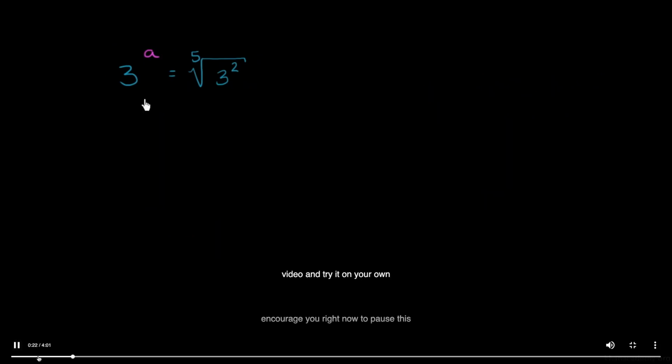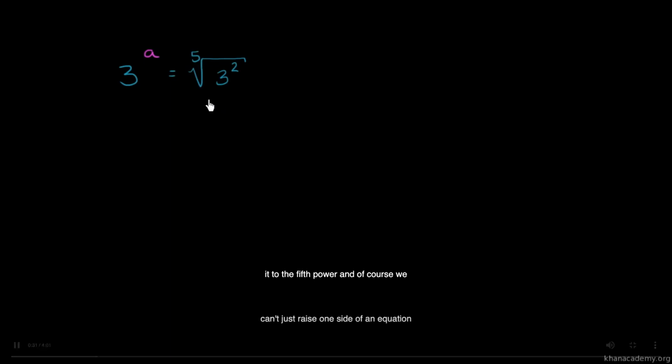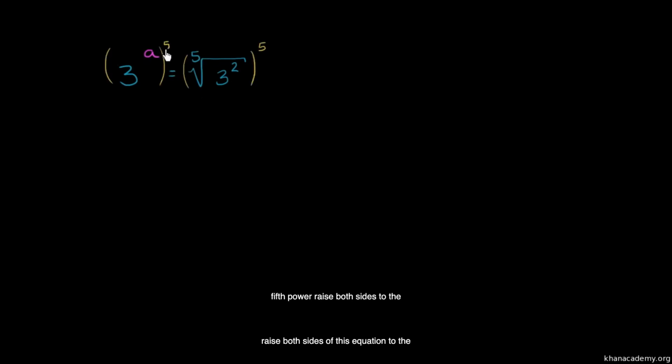Pause the video and try it on your own. Well, if you have a 5th root right over here, one thing that you might be tempted to do to undo the 5th root is to raise it to the 5th power. And of course, we can't just raise one side of an equation to the 5th power. Whatever we do to one side, we have to do to the other side if we want this to still be equal. So let's raise both sides of this equation to the 5th power.